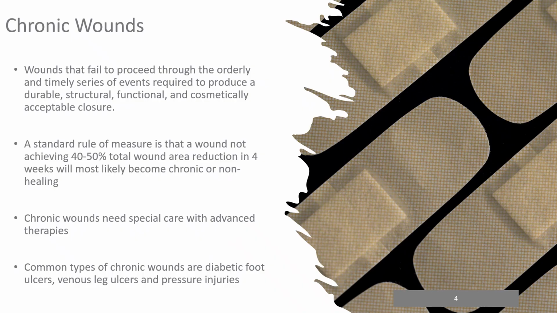Whereas chronic wounds are wounds that fail to heal and don't proceed through the orderly and timely series of events required to produce a durable, structural, functional, and cosmetically accepted closure. The standard rule of measure is that wounds not achieving 40 to 50% total wound area reduction in 4 weeks will most likely become chronic or non-healing. Chronic wounds need special care with advanced therapies. Common types of chronic wounds are diabetic foot ulcers, venous leg ulcers, and pressure injuries.